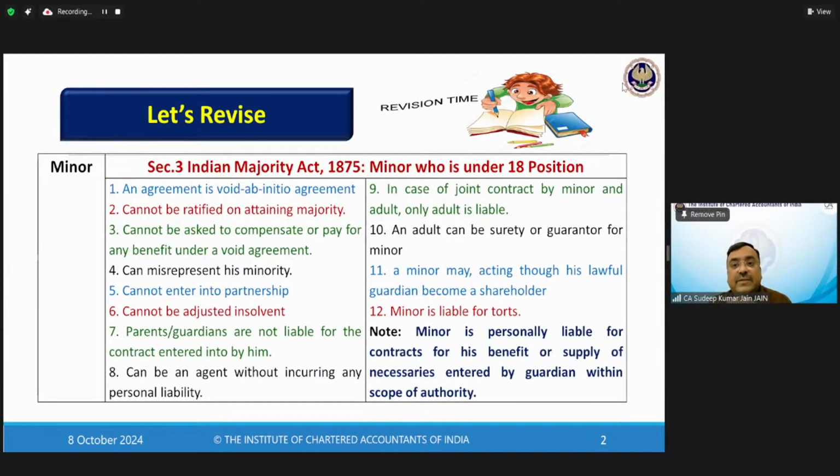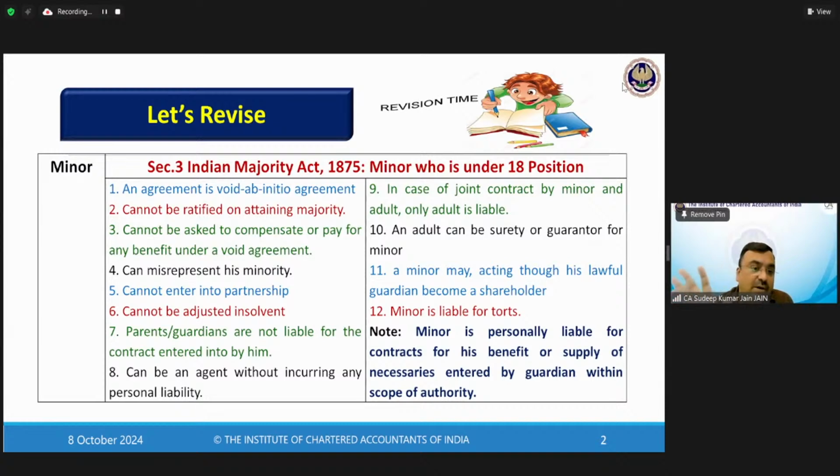On attaining majority, it cannot be ratified or confirmed, and the minor cannot be asked to compensate or pay for any benefit under a void agreement. अगर कोई बेनिफिट लिया है, उसको पे करने के लिए, कॉम्पनसेट करने के लिए भी नहीं कहा जा सकता. Minor can always misrepresent his minority. Minor cannot enter into a partnership as per the Indian Contract Act, but the Partnership Act specifically provides that if all the partners are ready, then a minor can be a partner for benefits only. As a minor has no liability, he cannot be adjudged insolvent.